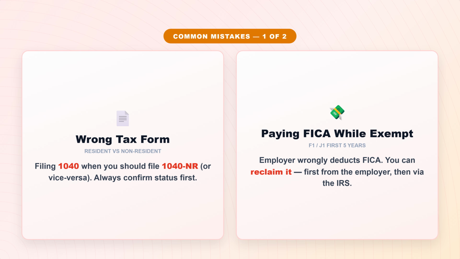Let us list the common mistakes. Part 1. The first mistake, using the wrong tax form, filing a 1040 when you should file a 1040-NR, or the other way around. Always confirm your status first. The second mistake, paying FICA while you are still exempt in your first 5 years as an F1 or J1 student. If this happens, you can reclaim it, first from your employer and then from the IRS.